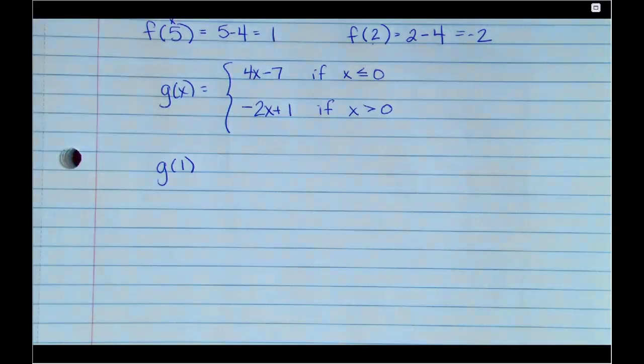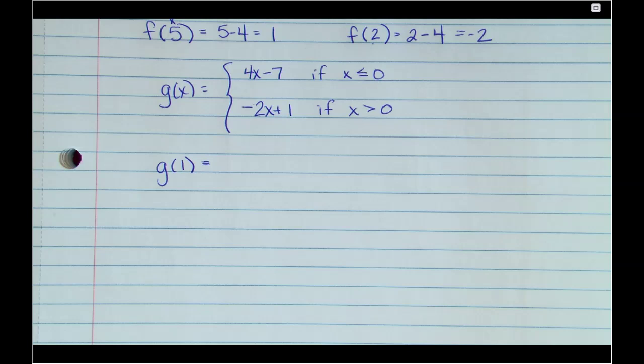Please find G of 1. Is it just one plus... No, you gotta do the 2 in there. So it's 1 times -2. And then plus 1.